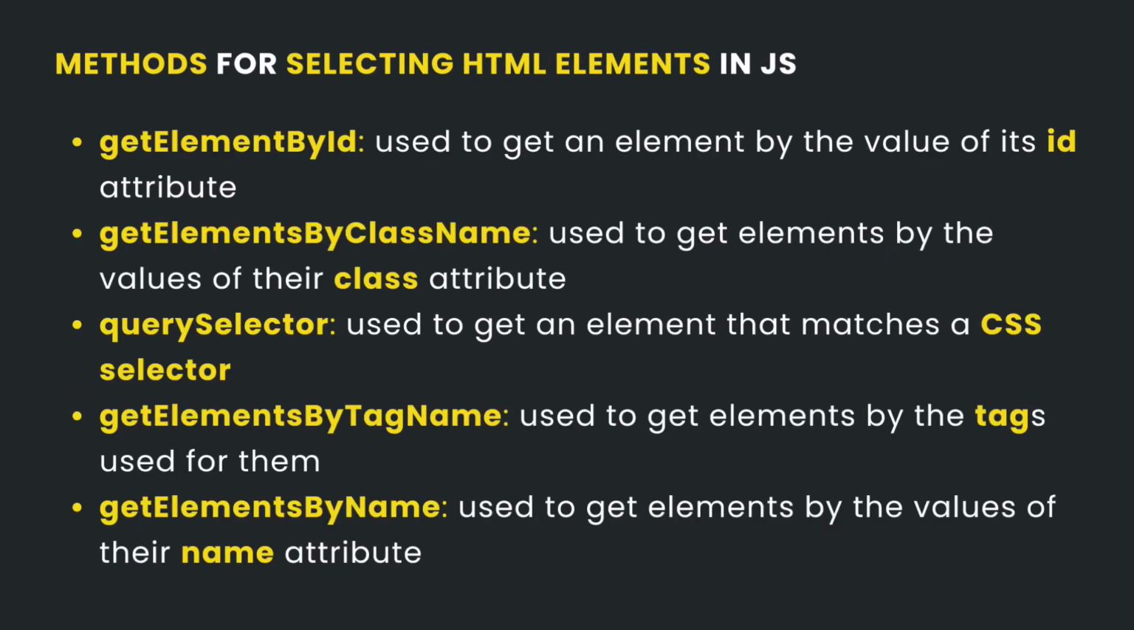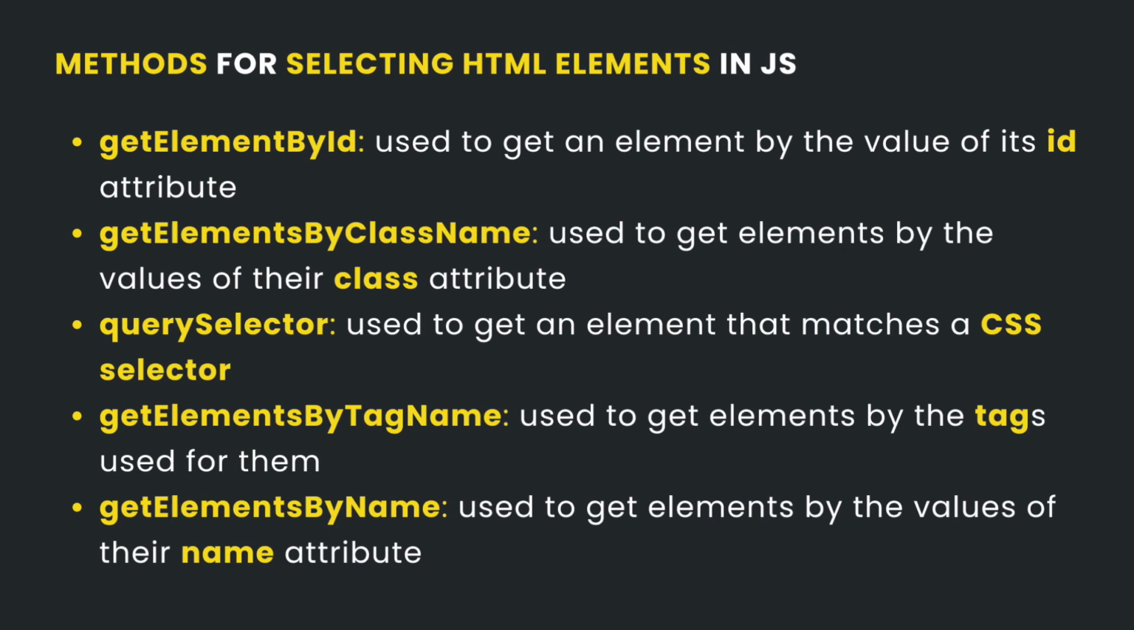You have getElementById, which is used to get an element by the value of its ID attribute. You have getElementsByClassName, which is used to get elements by the values of their class attributes. You have querySelector, which is used to get an element that matches a CSS selector. You have getElementsByTagName, which is used to get elements by the tags used for them. And number 5, you have getElementsByName, which is used to get elements by the values of their name attributes.